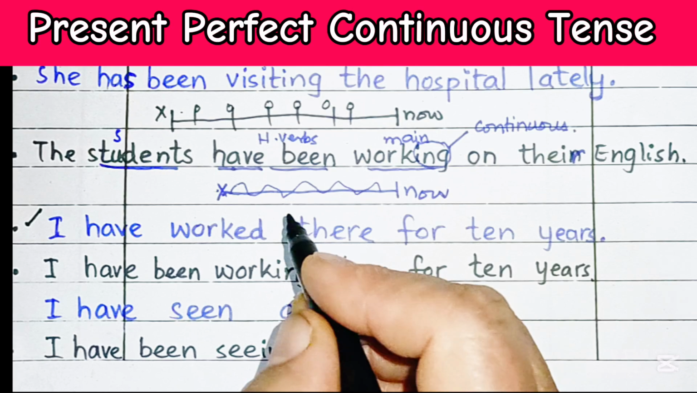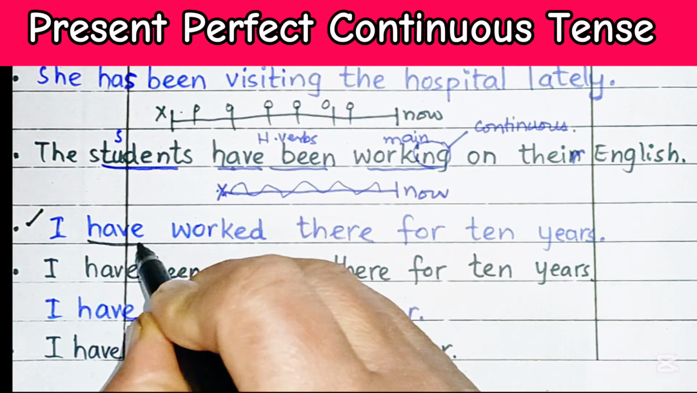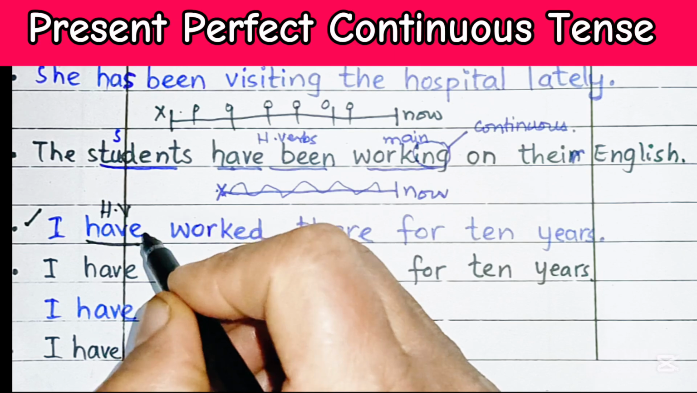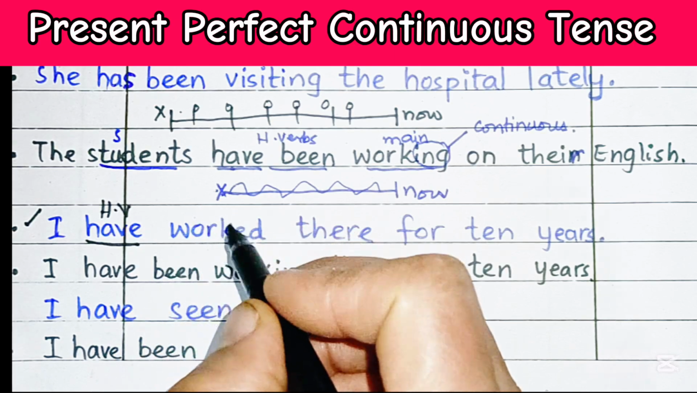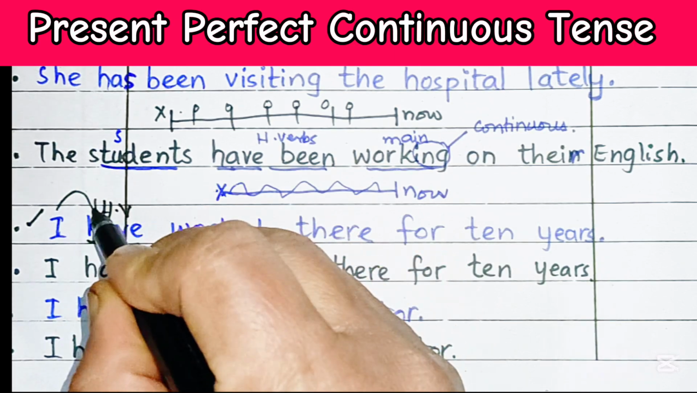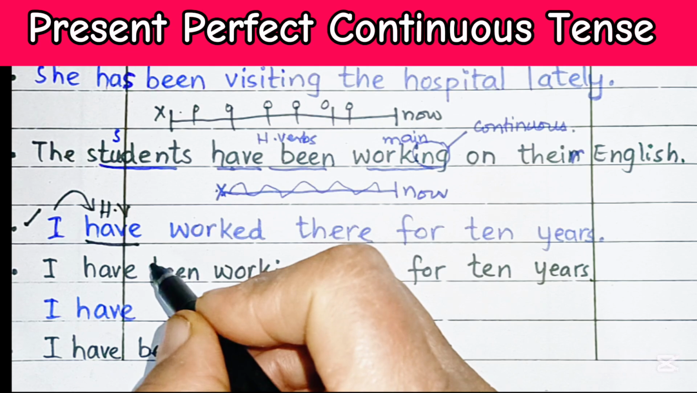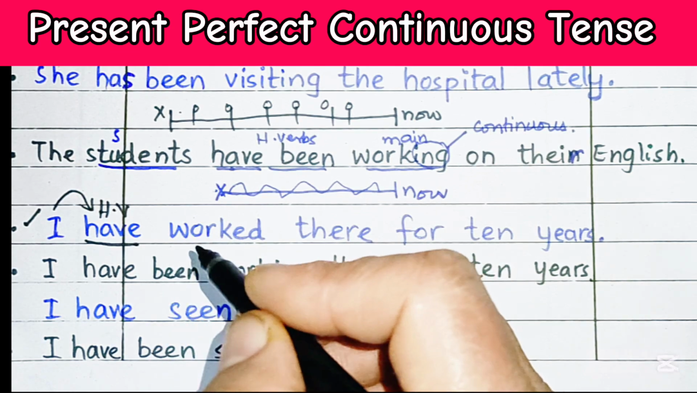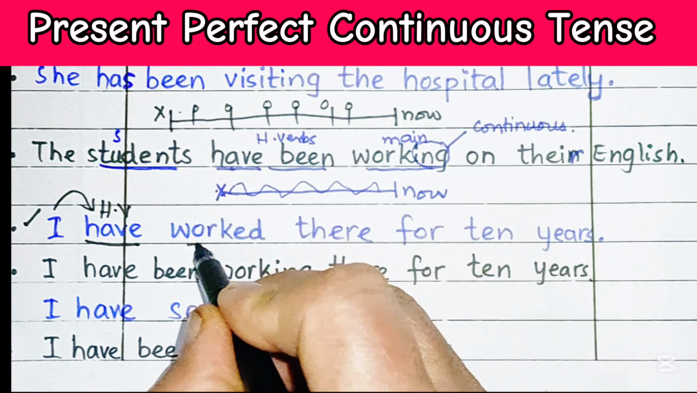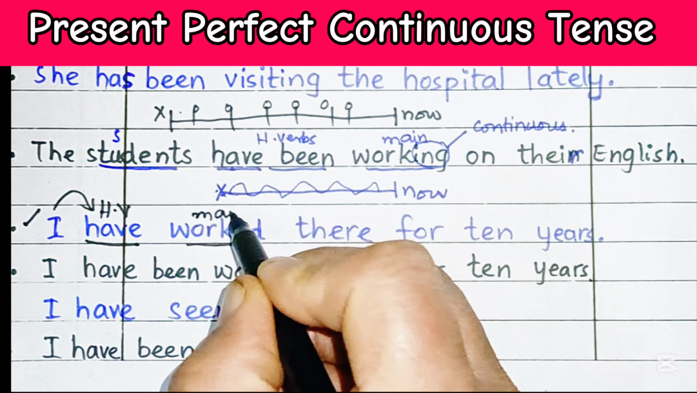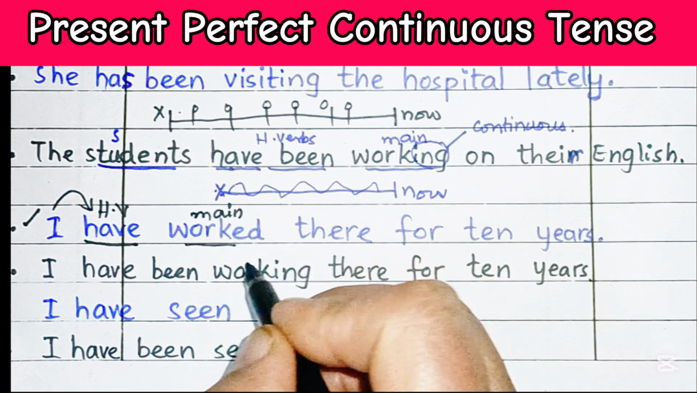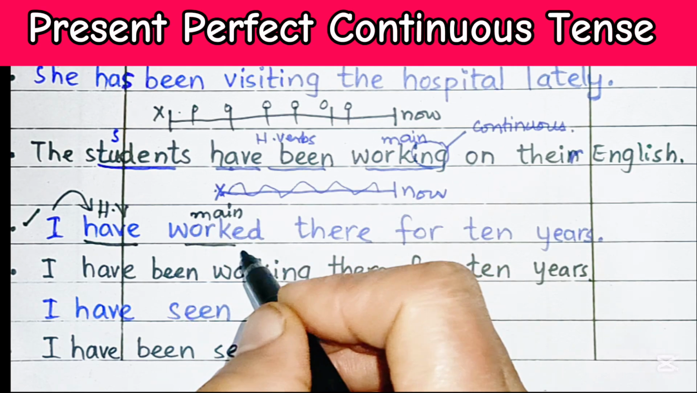The helping verb is have. Over here we have this helping verb, have, and it matches the subject. It is according to the subject, I have. And the main verb, this is the main verb, and that is in the past participle form as well.